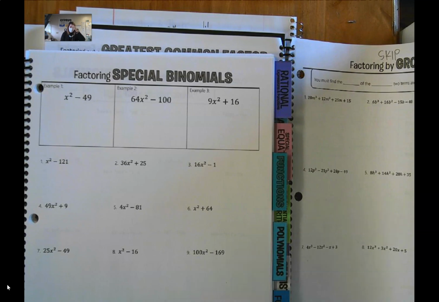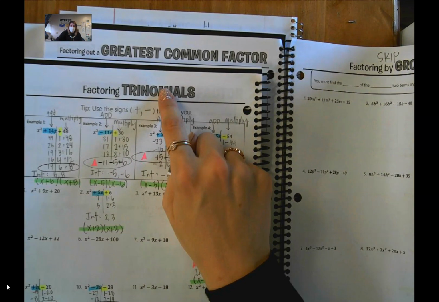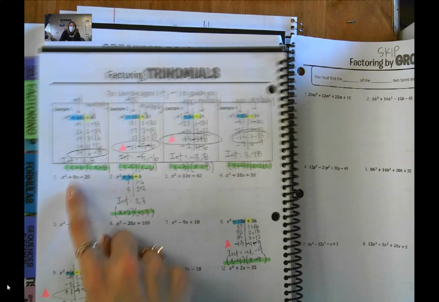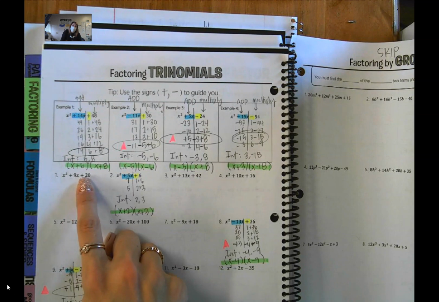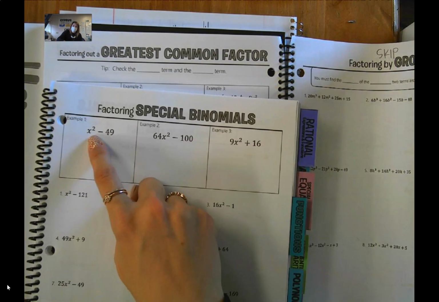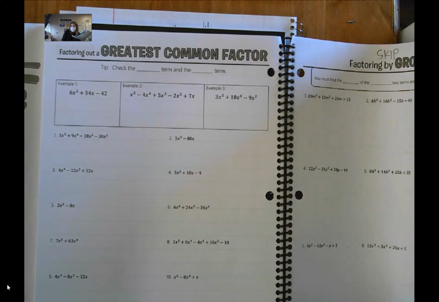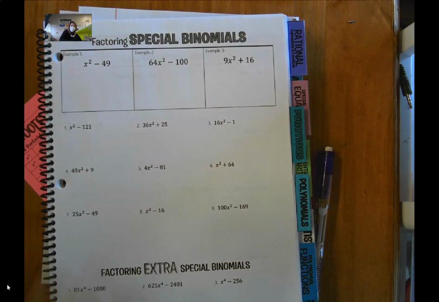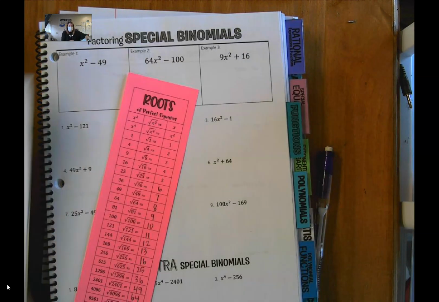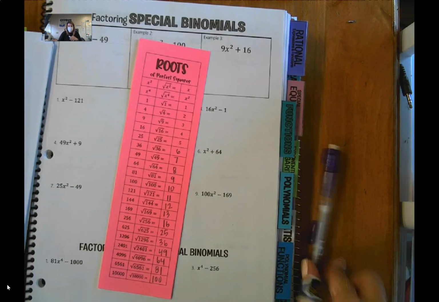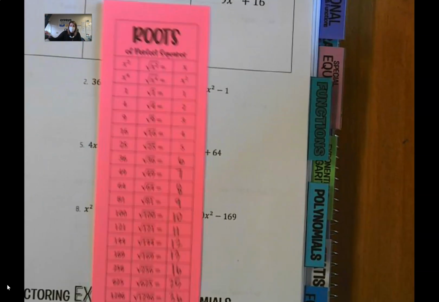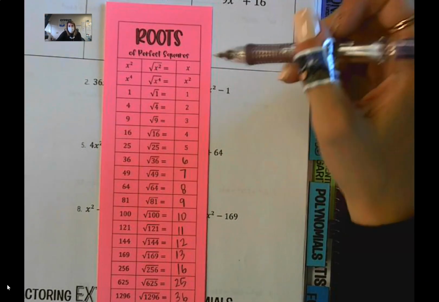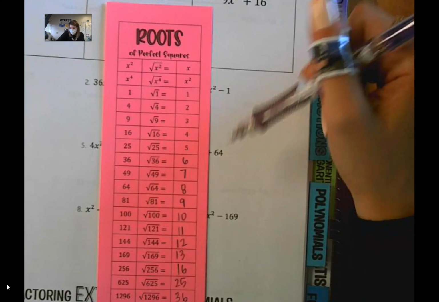We're factoring special binomials. So last time we had trinomials, and what that meant was you're factoring something that has 3 terms. Today, binomials means we're only going to have 2 terms on all of these. The reason that these are special is because they are based off of these perfect squares that you have on the pink card that I brought you. So if you're a distance learner, I've uploaded this as a PDF that you can either just refer to or print off if you'd like it.